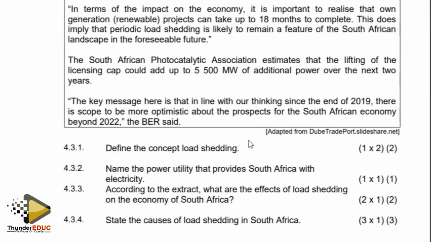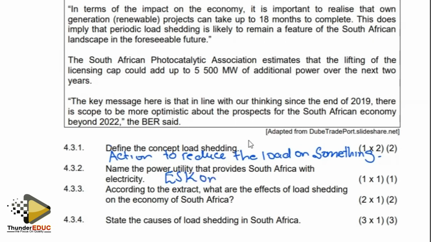So it's the action to reduce the load on something. That is load shedding. Name the power utility that provides South Africa with electricity. That is called Eskom. We get our electricity from Eskom.